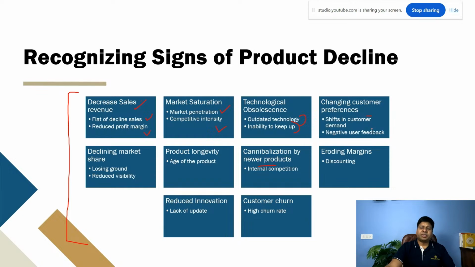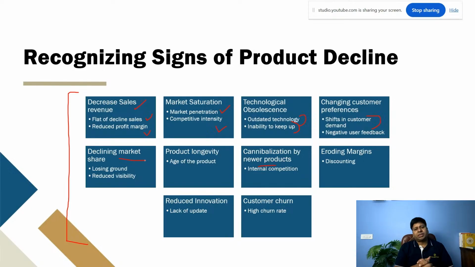Changing customer preferences: there is a possibility the customer preferences and customer demand have changed. Previously, there may have been demand for something, but that is not actually there right now. We need to understand that aspect. Declining market share: there is a possibility the market share has declined. We may have had a good market share previously, but right now we may not have that good market share.